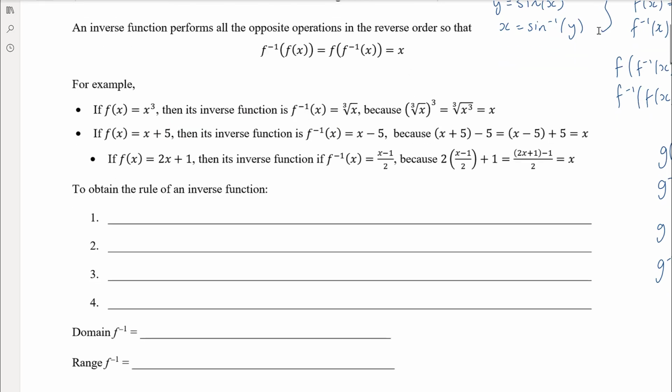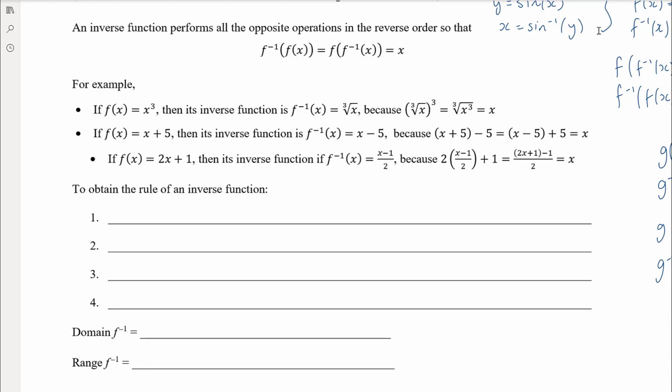If f of x was x plus 5, then its inverse function would be x minus 5. That's going to be true because if I take x minus 5 and sub it into the original function, I get x minus 5 plus 5, and hence I just get x. Similarly, if I take x plus 5, the original function, and sub it into the inverse function, x plus 5 minus 5, I also get x. So there are two different functions where the operations undo each other.